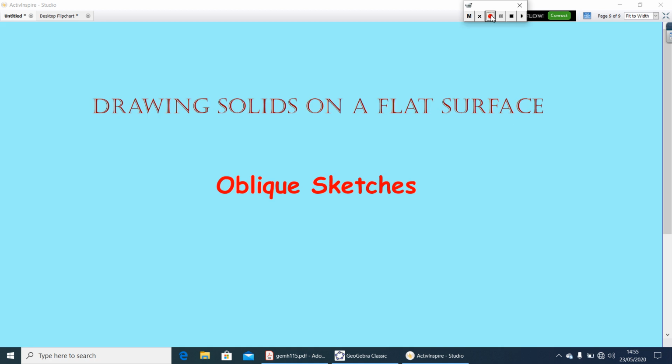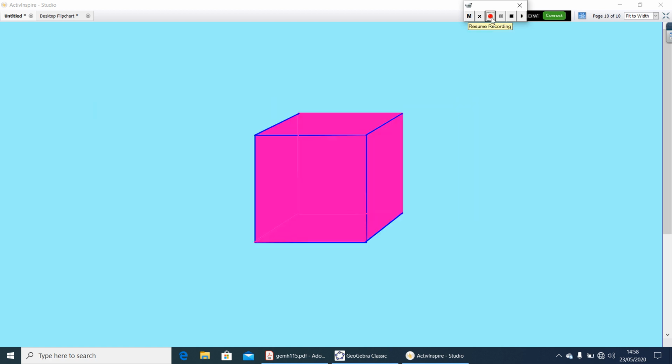Now let us see how to draw solids on a flat surface. One of the methods is oblique sketches. Here is a picture of a cube. You can see some of the faces are not seen and the lengths also look not equal. Still you can recognize it is a cube. Such sketches we call oblique sketches.